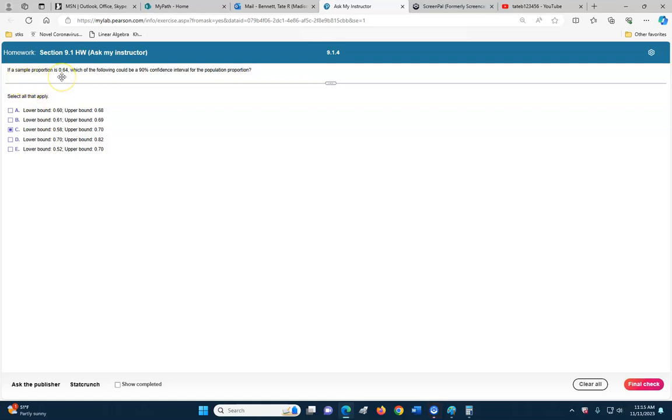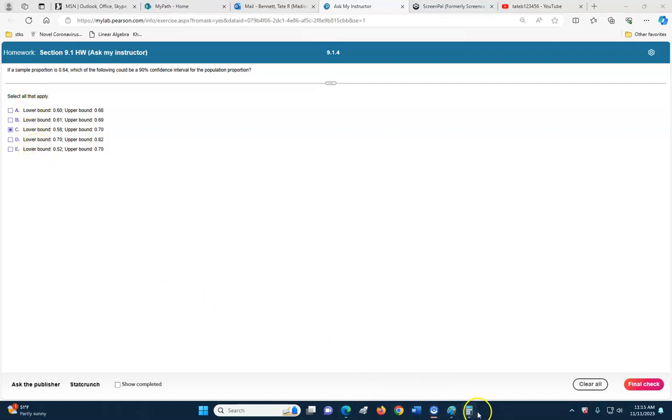If a sample proportion is 0.64, which of the following could be a 90% confidence interval for population proportion? So they give you lower and upper bound. Looks like you selected C. It says select all that apply, which means there may be more than one. And I think there's actually two here.